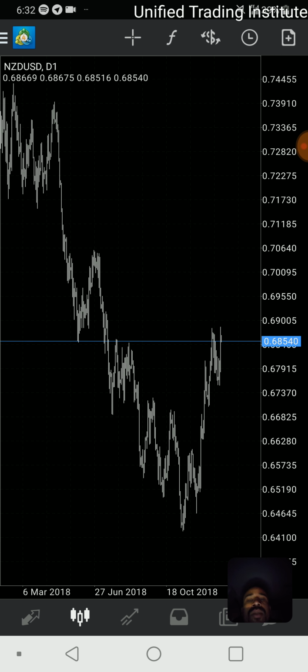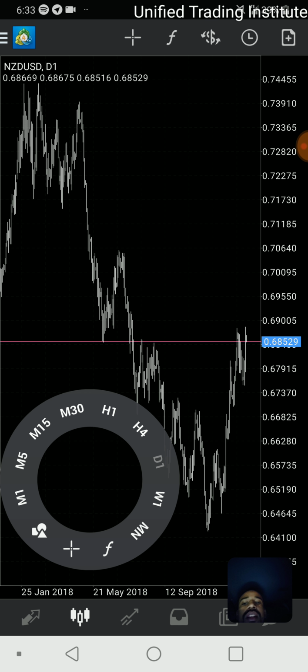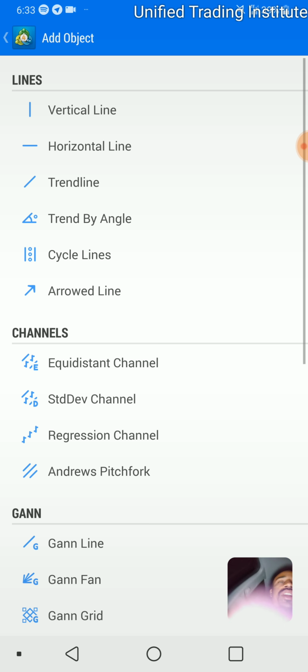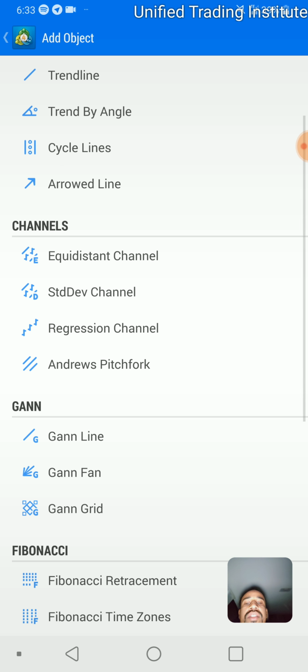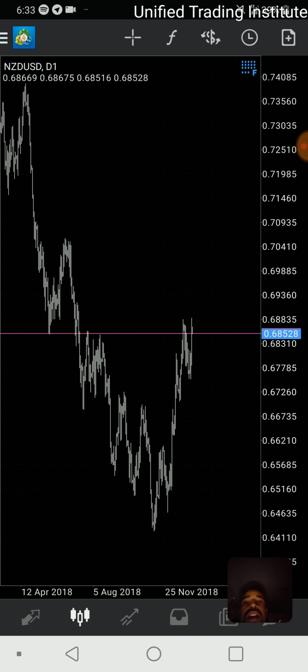Like if this is a map, Fibonacci retracement acts like my GPS. You know what I mean? That's a good analogy. It acts like my GPS. It lets me know where the market is and the potential places it can go. So I go to my Fibonacci retracements, and I like to use most recent highs, most recent lows.